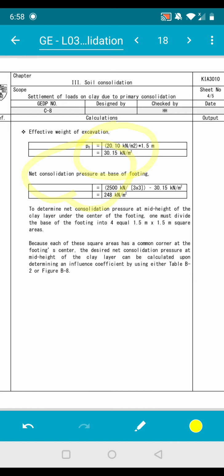Okay. So when you have this loading, okay, please go back to chapter number 2, stress distribution. You have your loading calculated here. Okay, at the base of the footing, you have the properties of your footing, which is a square 1.5 by 1.5 meter.